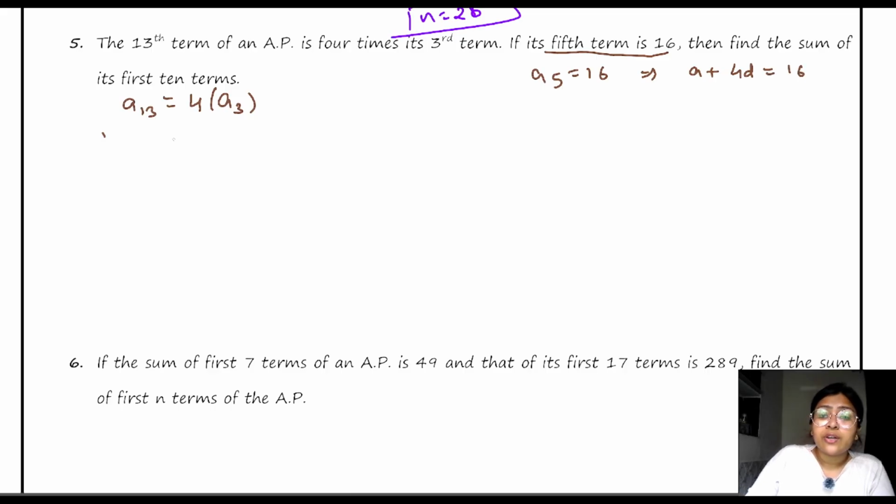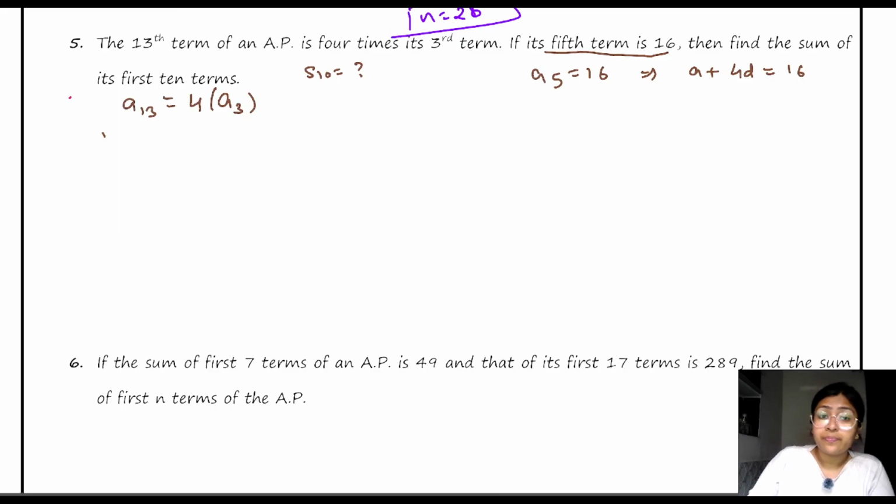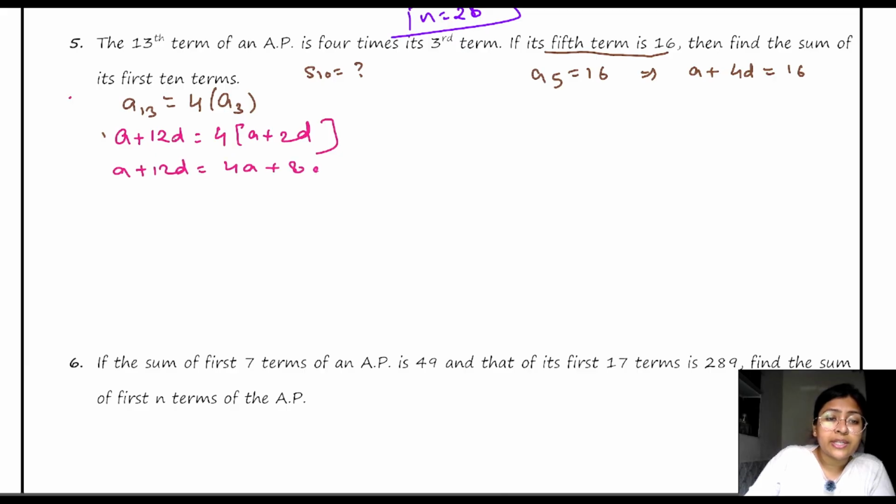They are asking to find out the sum of 10 terms. Okay, S10, what we need to find out? For finding the S10, we should have the first term and the last term, or either we should have the first term, common difference, and the number of terms. Okay, so if you apply the general term formula, it will be A plus 12D is equal to 4 times A plus 2D. So A plus 12D is equal to 4A plus 8D. It is going to be 3A is equal to 4D. This is the relation between A and D.